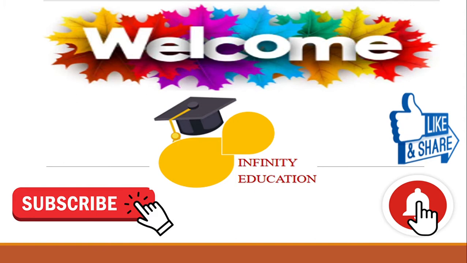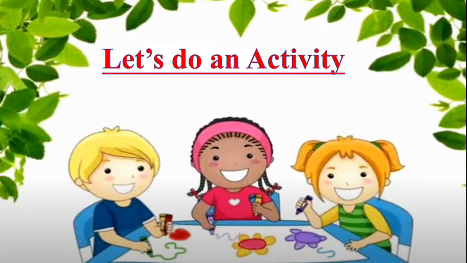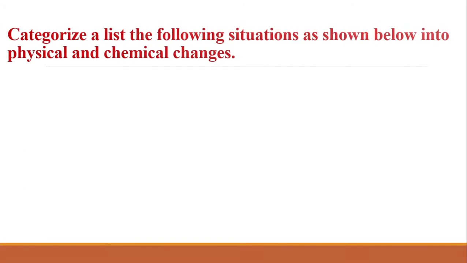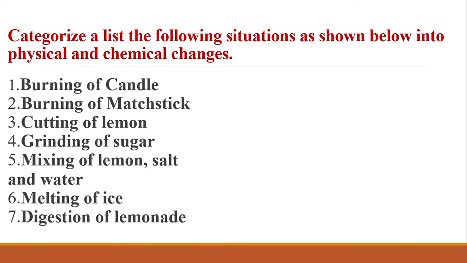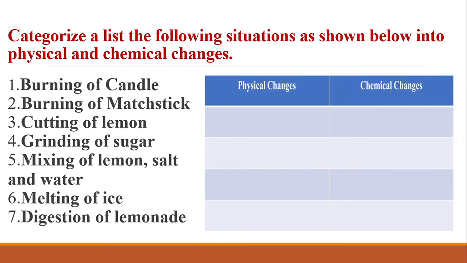So let's start today's topic, students. For today's topic we have an interesting activity. In this activity, you have to categorize a list of the following situations, as shown below, into physical and chemical changes. You have to tabulate all these situations and write down which are the physical changes and which are the chemical changes. As you studied in the previous classes, physical changes are reversible and chemical changes are irreversible, right? Pause the video and write down the physical and chemical changes from these.